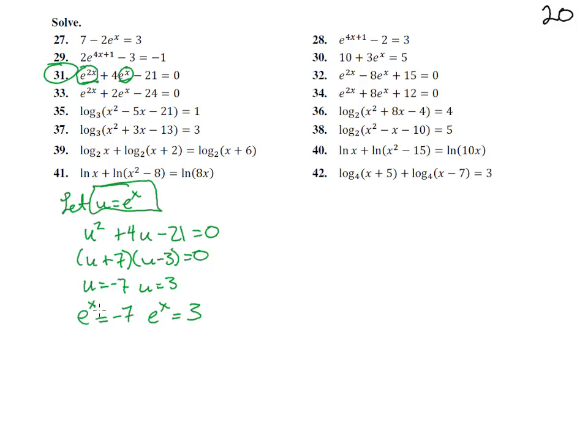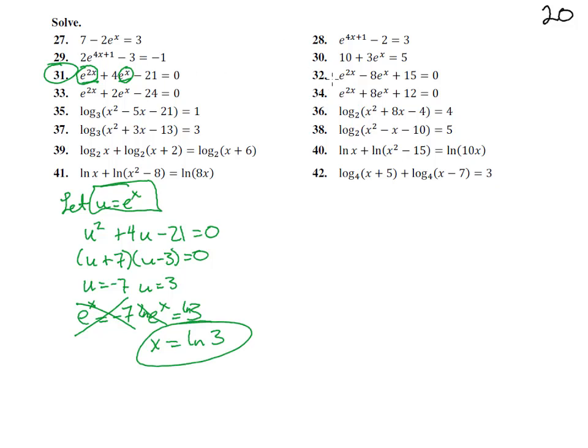Well, negative 7 was never in the range of y equals e to the x, so that one will produce no solution. But this one will. We can natural log both sides, log base e, and we get x equals natural log of 3. Excellent.